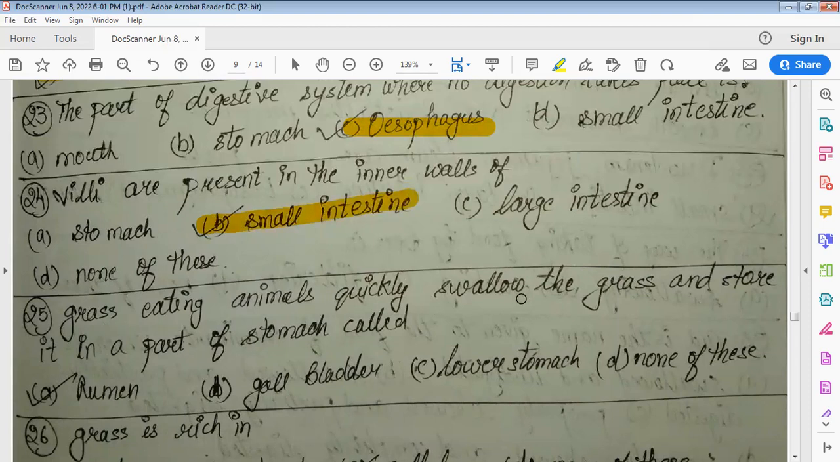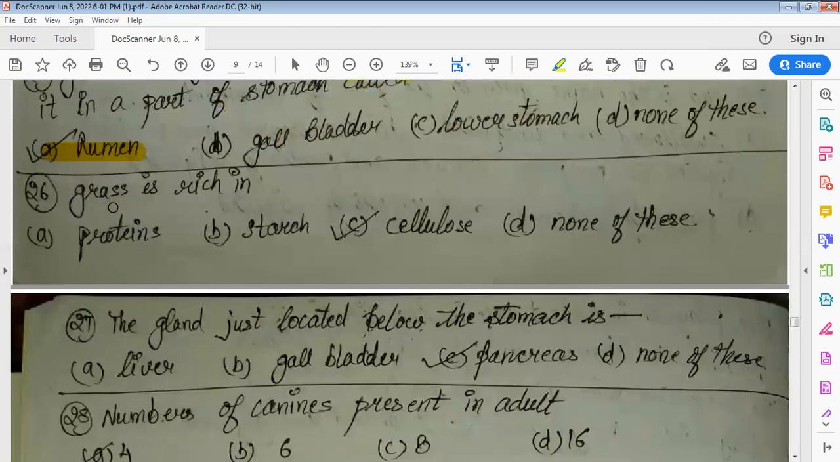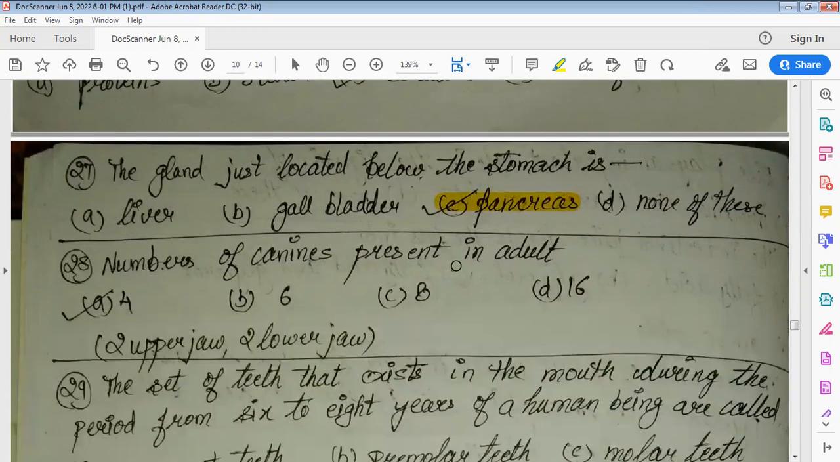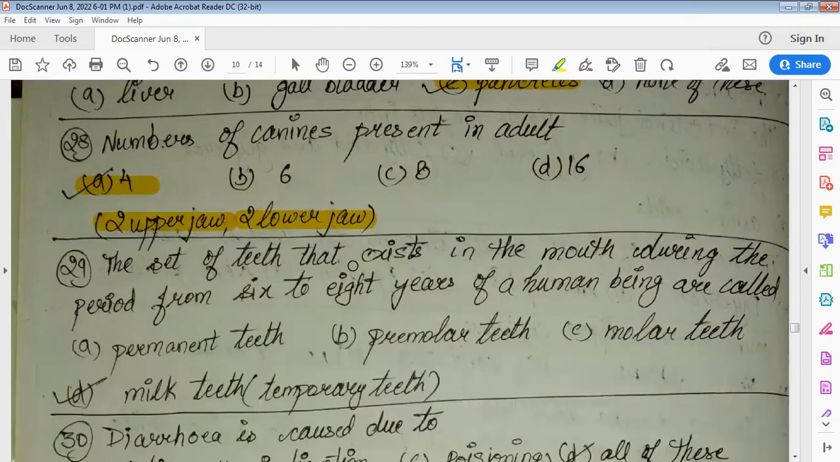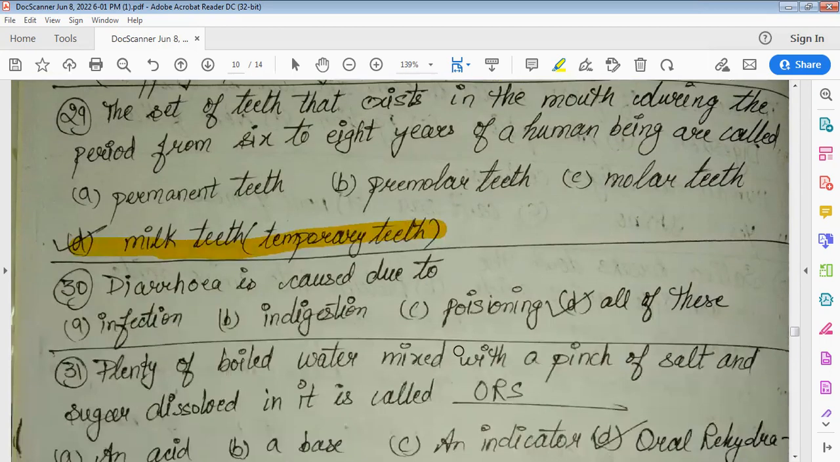Grass-eating animals quickly swallow the grass and store it in a part of the stomach called the rumen. Grass is rich in cellulose. The gland located just below the stomach is the pancreas. The number of canines present in an adult is 4: 2 in the upper jaw and 2 in the lower jaw. The set of teeth that exist in the mouth of a human being from 6 to 8 years are called milk teeth or temporary teeth.